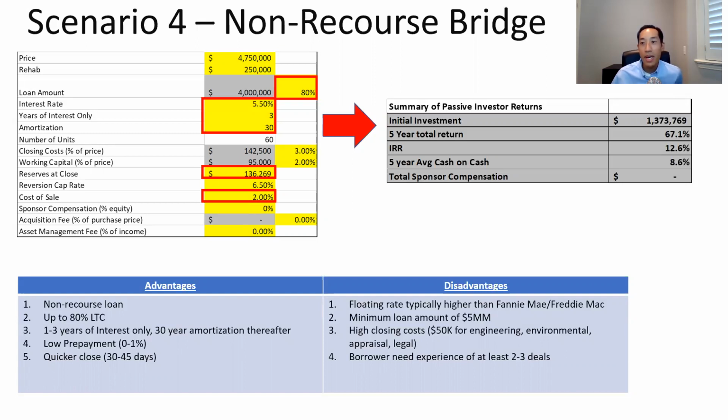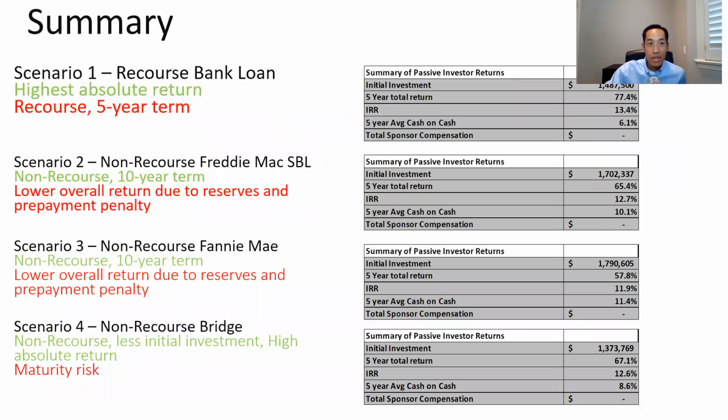So you come up with the lowest initial investment, only about 1.4 million. In total return is about 67% on this particular deal. So let's go in summary, right? So we started with the recourse bank loan in scenario 1. It's about 1.5 initial investment, but 77% total return, but it is recourse, and it only has a 5-year term.